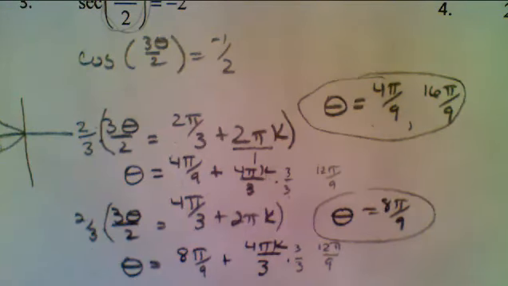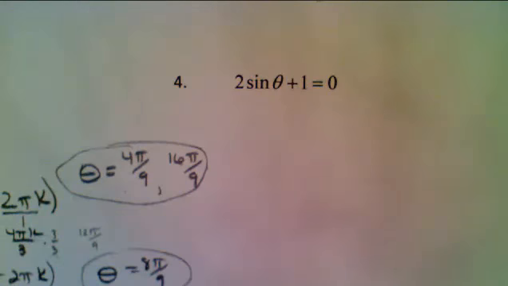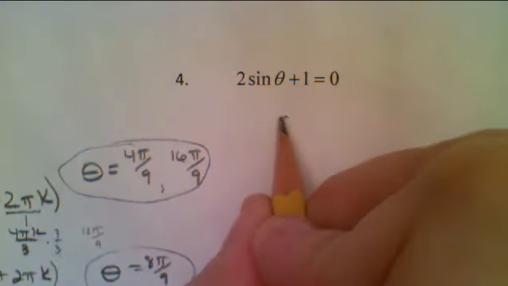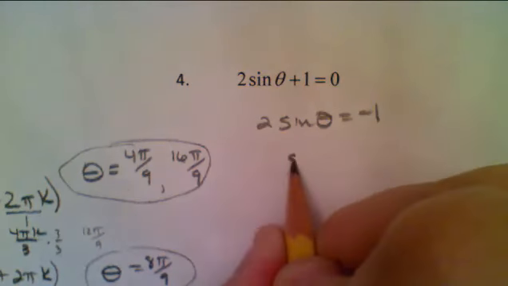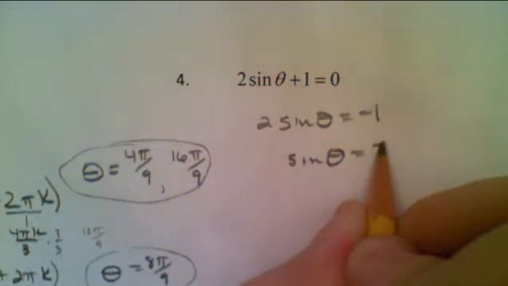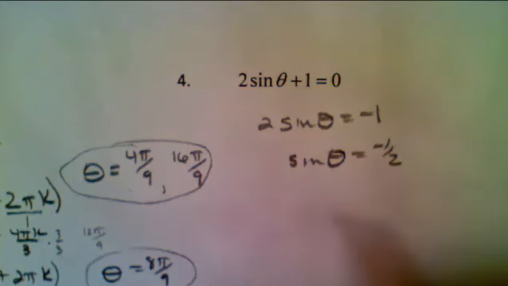Okay? All right, number 4. Let's solve for sine of theta. So 2 sine theta equals -1. Sine of theta equals -1/2. What angle has a sine of -1/2?